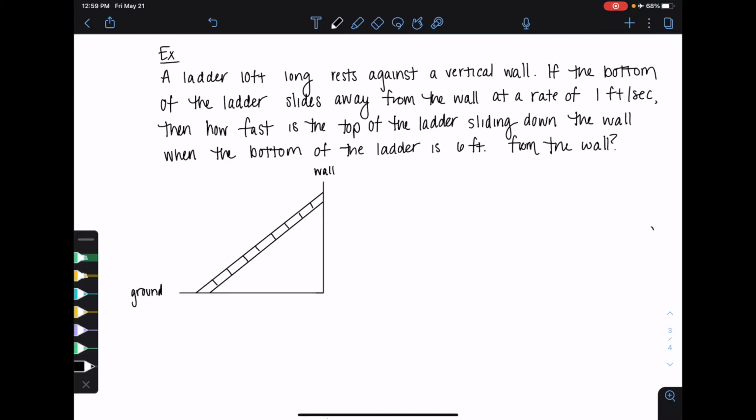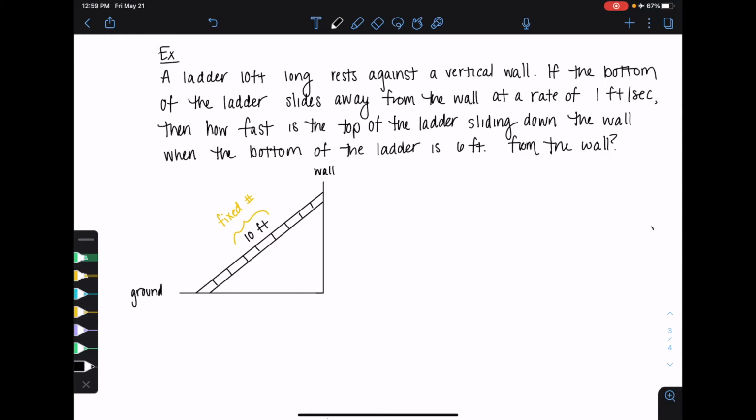I've got some unknown quantities. I have some set constants. The ladder is 10 feet long. I can put that this side is always 10 feet because my ladder is not going to change. So this is a fixed number always. Ladder will not grow in size.